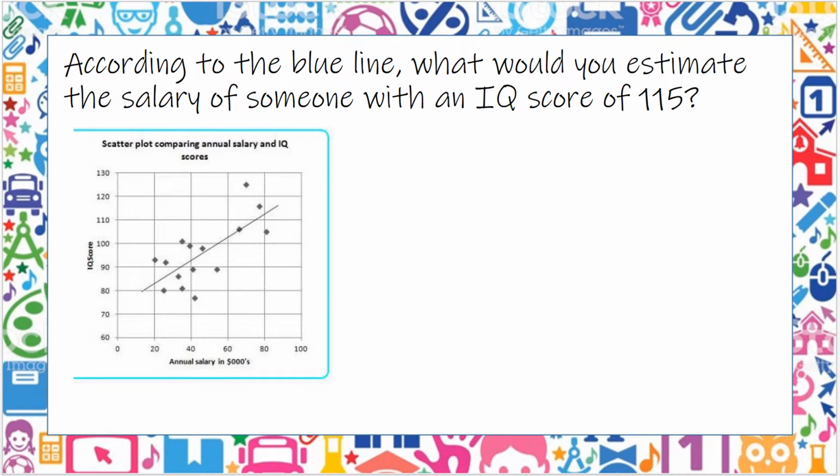According to the blue line, what would you estimate the salary of someone with an IQ of 115? So the IQ score is on the y-axis. So I'm going to go up to 115, go across until I hit that line, and it is a little above 80. So I would say about 85,000.